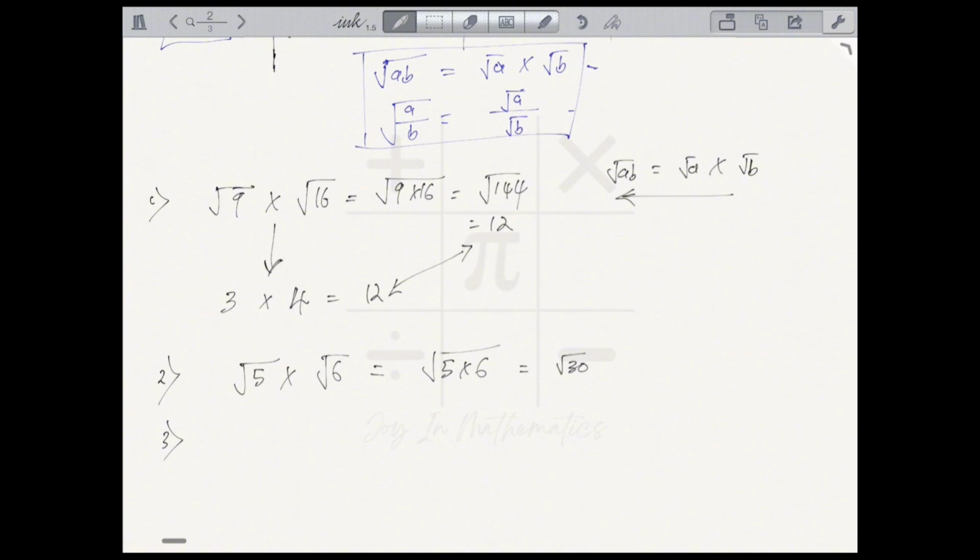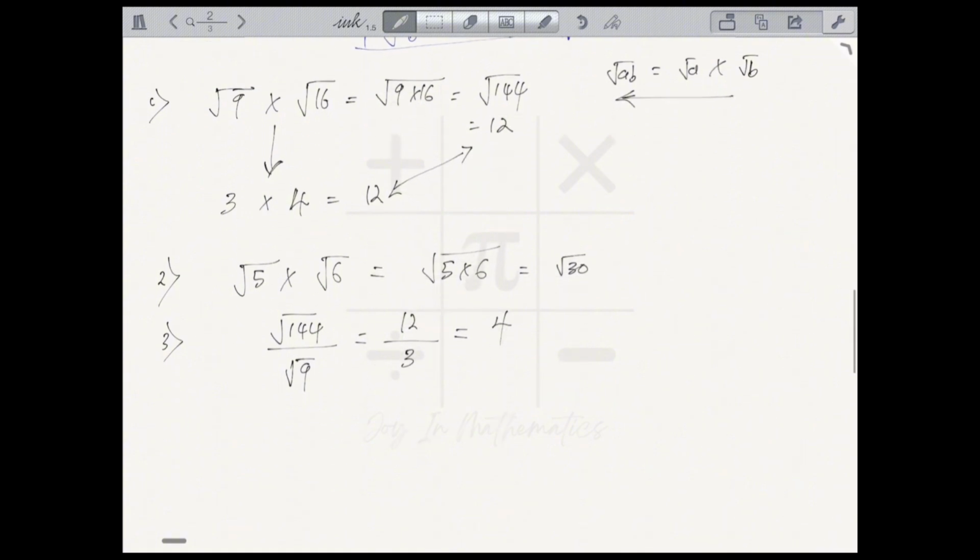And let's take a question on division now. So we have root 144 divided by root 9. Root 144 is 12, root 9 is 3, and 12 divided by 3 is 4. And we can also apply the law of surds, where root 144 divided by root 9 is equal to root of 144 divided by 9. And 144 divided by 9 is 16, and the square root of 16 is 4.